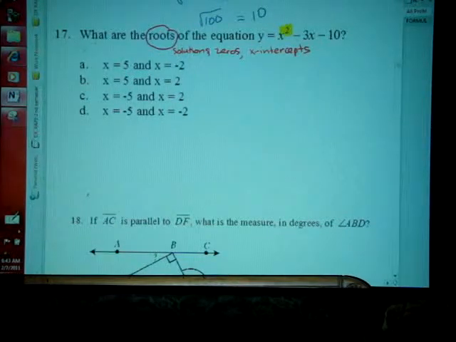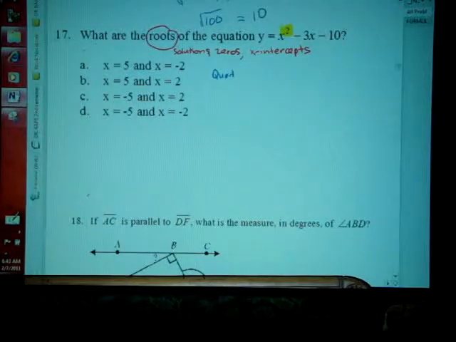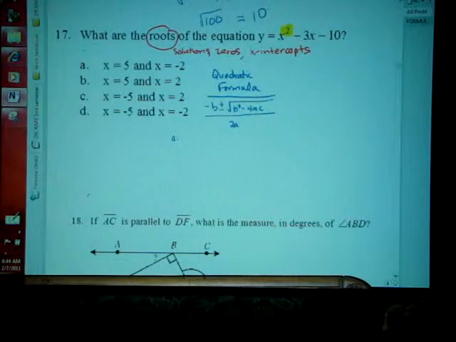I think the easiest thing to do, there are two different things. You could do quadratic formula. Quadratic formula always finds the solutions, roots, zeros, x-intercepts. You would go negative b, plus or minus square root of b squared minus 4ac, all over 2a. If you remember that, then you just have to, in the equation, identify a, b, and c. A is 1, that's the leading coefficient. B is negative 3, and c is negative 10.